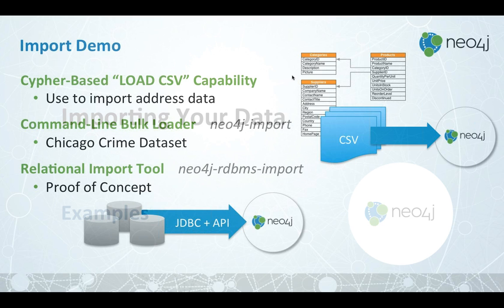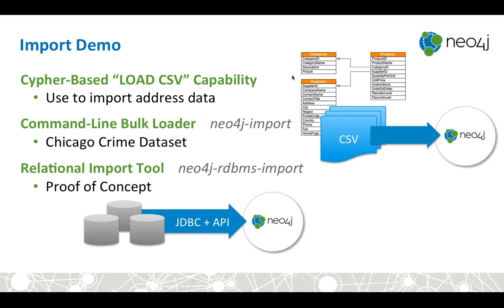Okay, so much to that. How would you go ahead and input your data? I want to show you with LOAD CSV how you can import address data. For the bulk loader, I want to show you the Chicago crime dataset. And then a few weeks ago I wrote a proof of concept relational import tool that just uses JDBC to connect to a relational database, extracts the schema information, applies some transformation rules, and then imports the data using the bulk importer API into Neo4j.